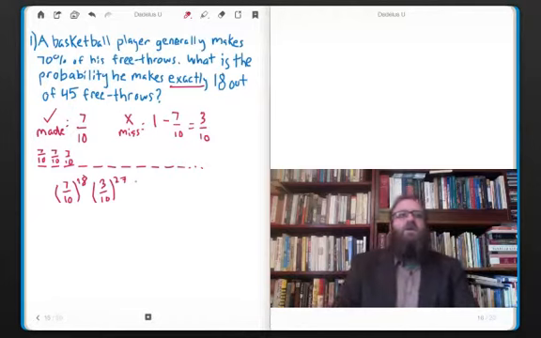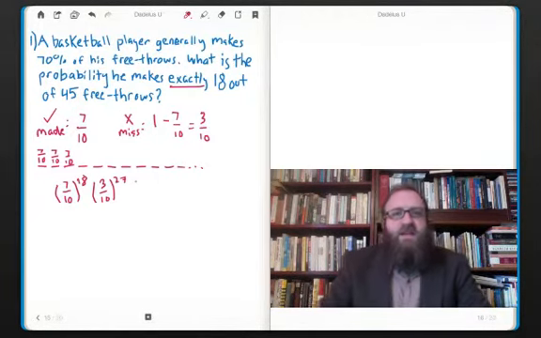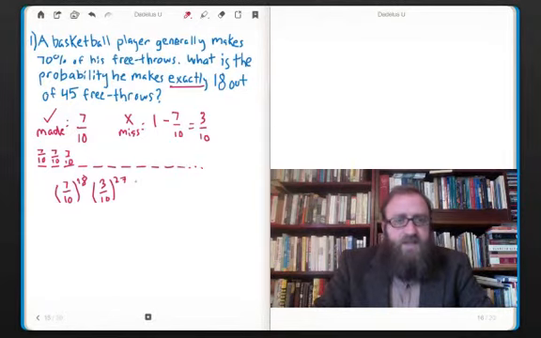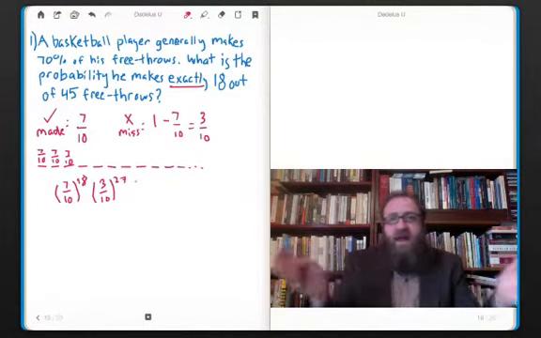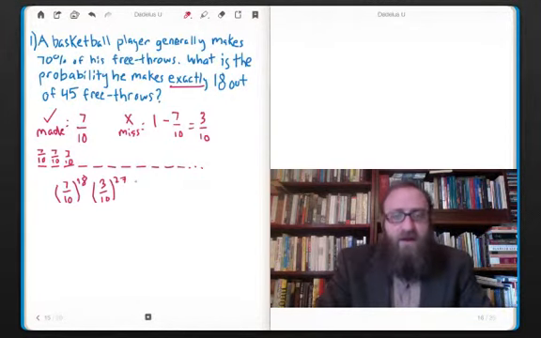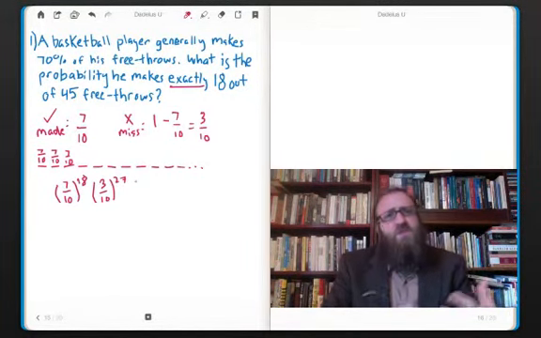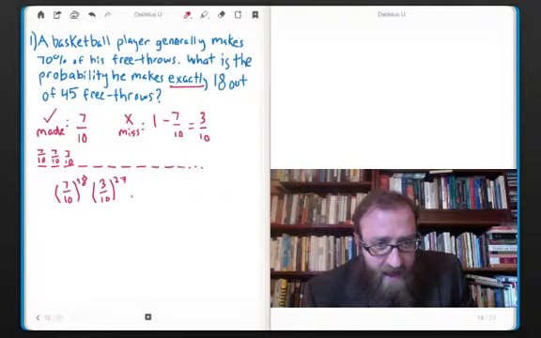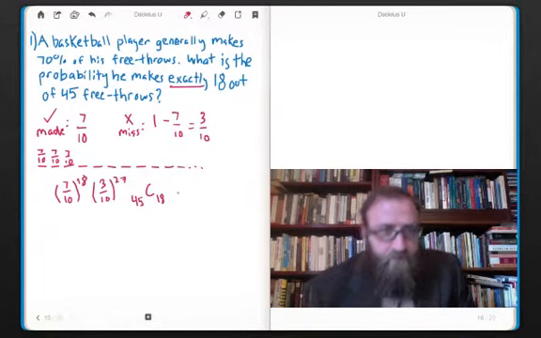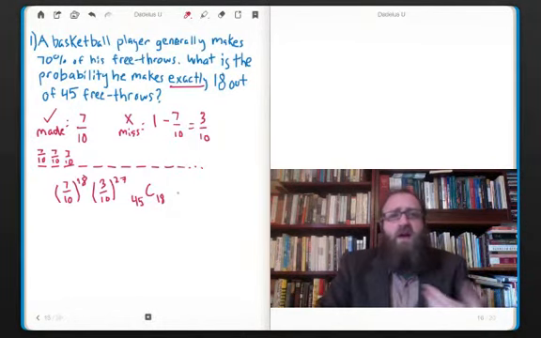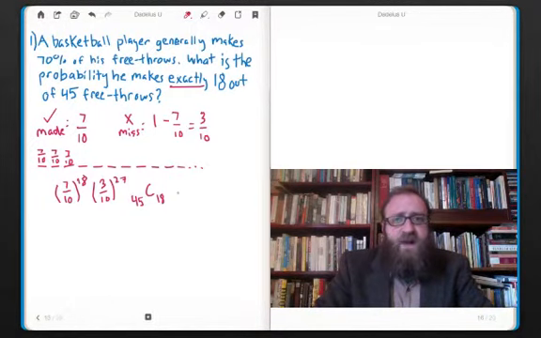Make sense? Now, this is almost the answer. The only thing missing is a combination. And that's because, think about it, this basketball player could make the first 18 free throws. He could make the last 18 free throws. He could make 18 in the dead middle. He could make them all spread throughout with misses in between. So because we just want any 18 events out of 45, we use a combination. We have out of 45 events, we're choosing 18 of them. And that's because the order in which the basketball player makes the free throws is not that important.